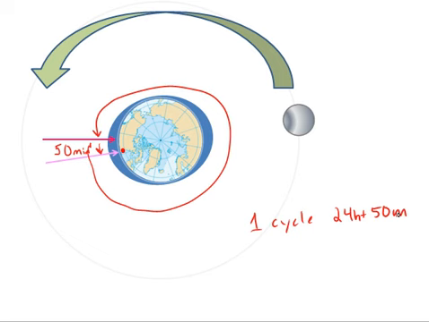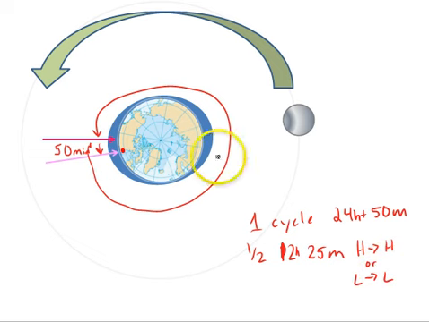Now, you can do a little bit of math and you can figure out, well, if one cycle takes 24 hours and 50 minutes, well then half a cycle is 12 hours and 25 minutes. Right? So that would be from high tide to high tide, or you could think about it from low tide to low tide. So you're going from this high tide over here to this high tide over here. That's half the cycle. This low tide right here to this low tide right here, that would take 12 hours, 25 minutes. That is half the cycle.